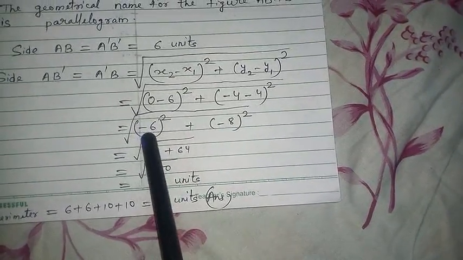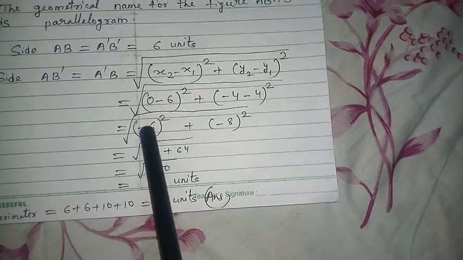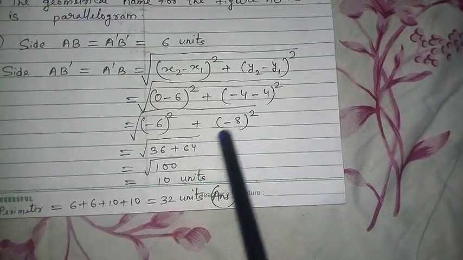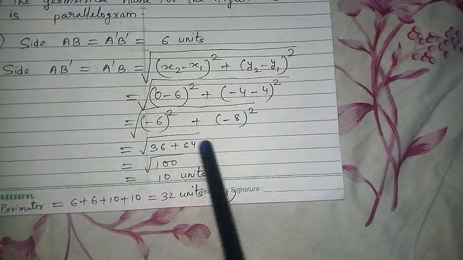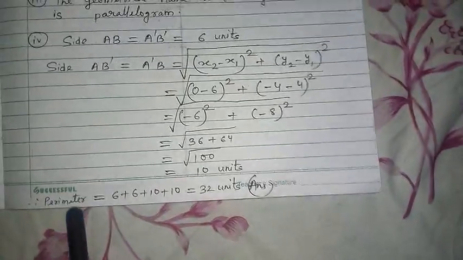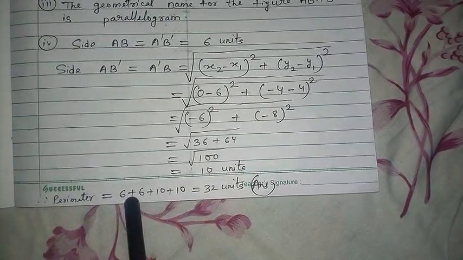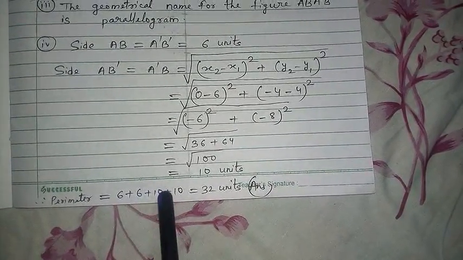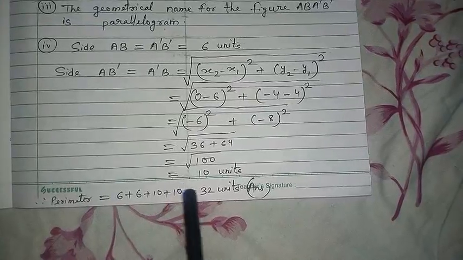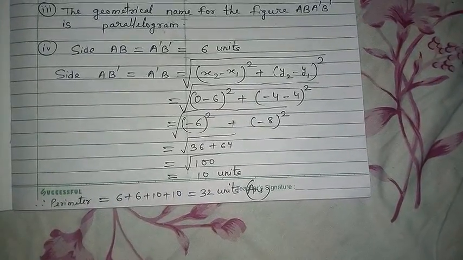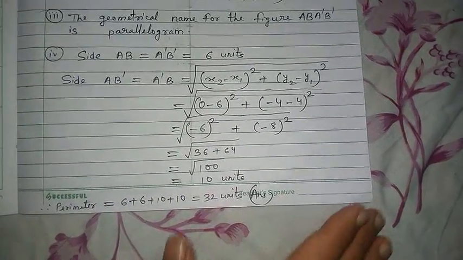Minus 6 square, what happens? 6 square is 36, but minus becomes plus. Here minus becomes plus. So square root of 100 is 10 units. So I can say perimeter is, two sides are 6 plus 6 and two sides are 10 plus 10. Overall 32 units. So perimeter is known to us.